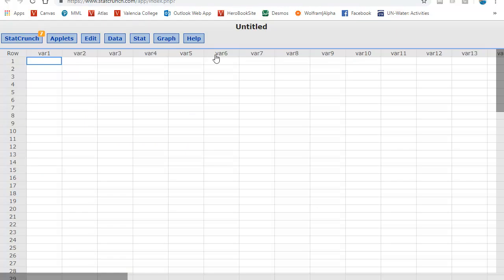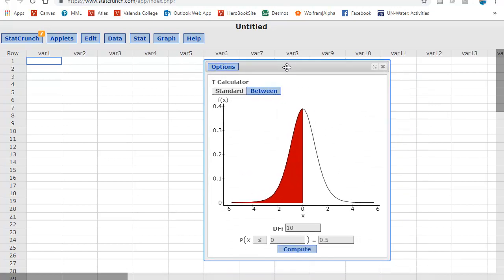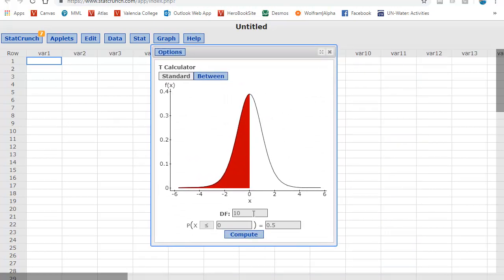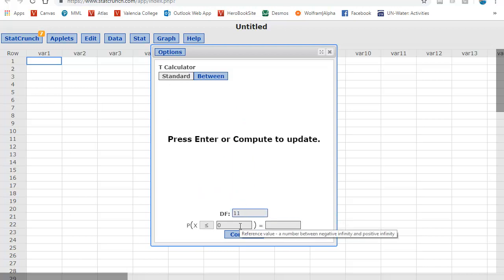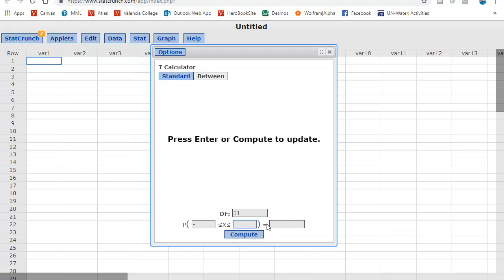So if we want to do this with StatCrunch, what we're going to do is go to Stat, go to Calculator, and go to our T calculator. And really similar to the normal, we're going to find the degrees of freedom, which was 11 in this problem. And actually, wait, we want between. So the degrees of freedom is 11. I want to know the critical values that would correspond to, say, 95% between, around the mean.